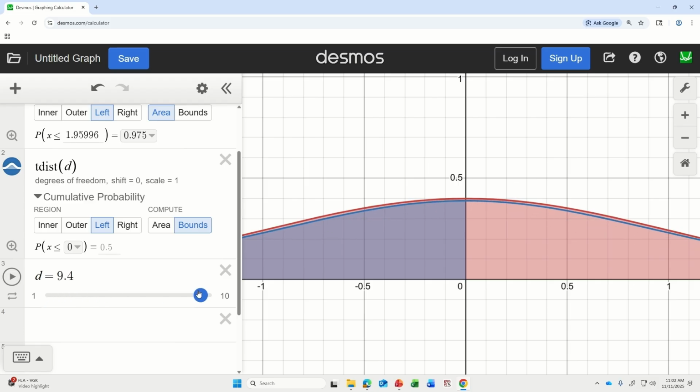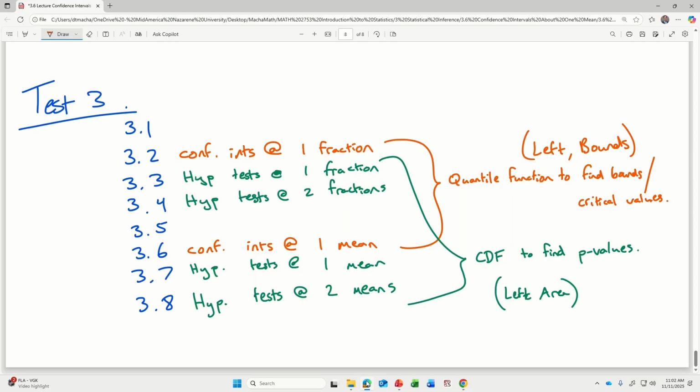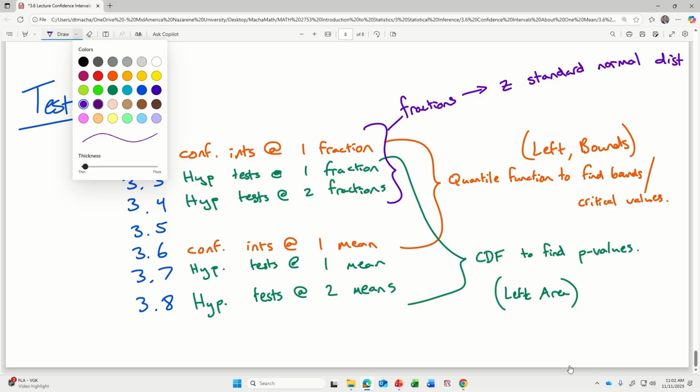When would you need a CDF for the t-distribution? I thought in our questions we only used the t-distribution. Okay, a good question. When we are dealing with fractions, fractions follow the standard normal distribution. Is that CDF or quantile? Both.